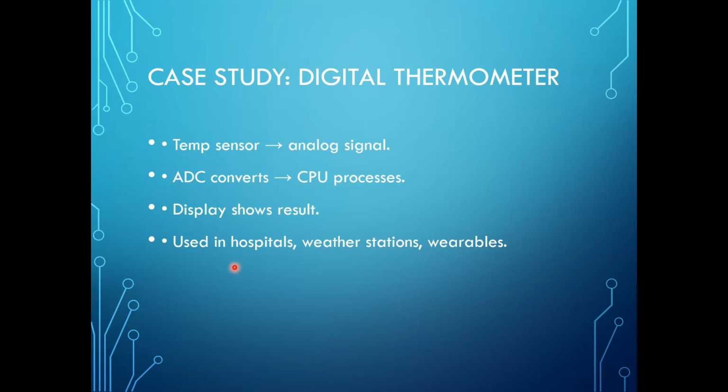So what case studies are there? In the workflow, the sensor takes input, uses the ADC, then the CPU processes it and it is displayed. So the MCU manages everything: reading, calculating, showing. It is used in hospitals, wearables, and weather stations. This is the first case study. You can use it as a digital thermometer. How it processes, you can build it yourself. You can use it in hospitals, weather stations, and wearables.